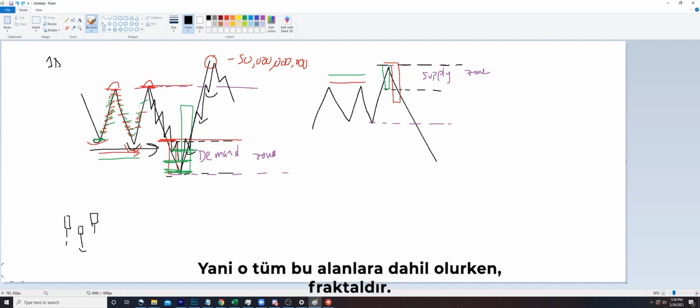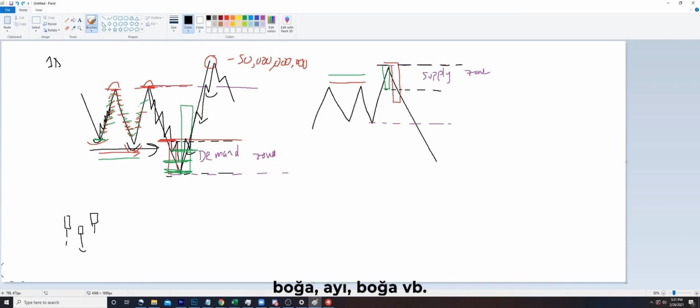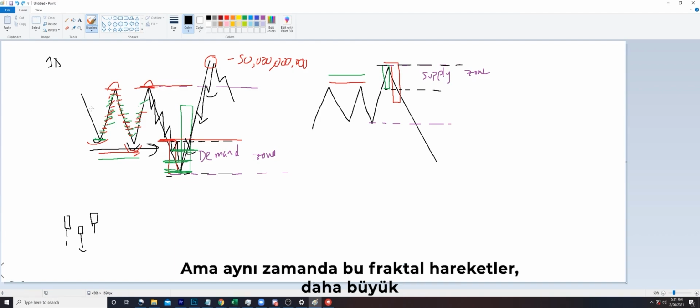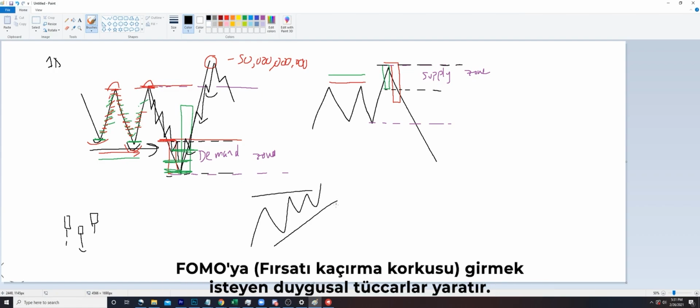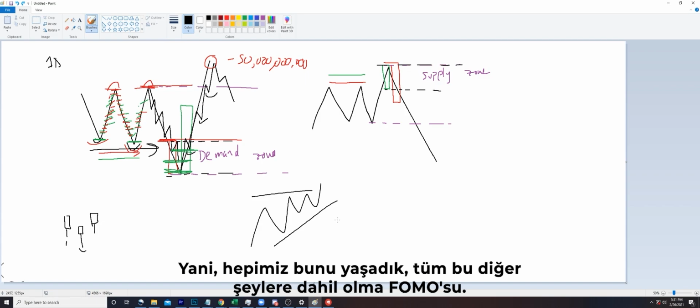So when he's getting involved in all of these areas, he's fractally, on the daily time frame and on any time frame, creating these movements in the market, right? Bullish, bearish, bullish, and so on and so forth, to create what? More areas where he can, again, take profits and get out of profits. But at the same time, those fractal moves are part of larger buys and sells, which are creating given patterns, given areas of liquidity, creating emotional traders who want to get in. The FOMO, right? I mean, we've all had this, the FOMO to get involved in all this other stuff.